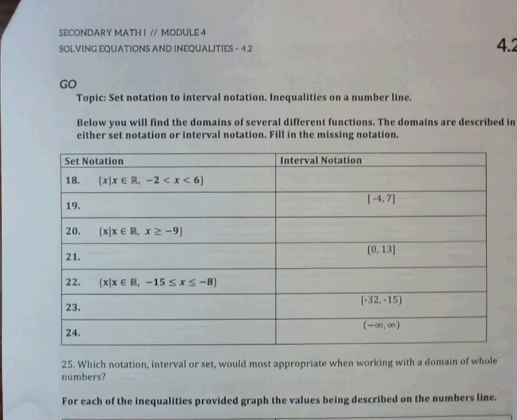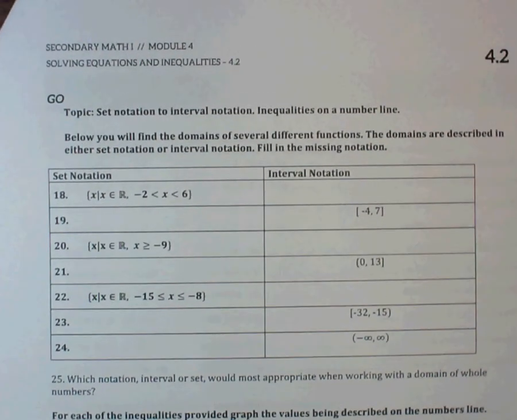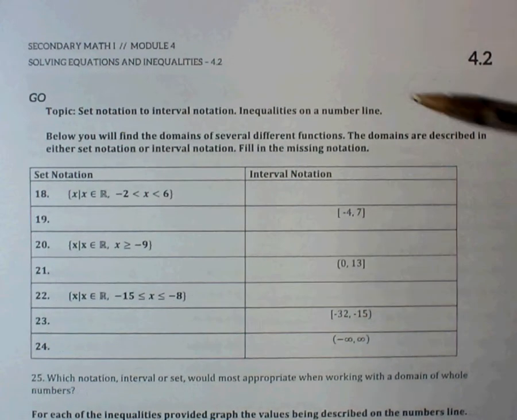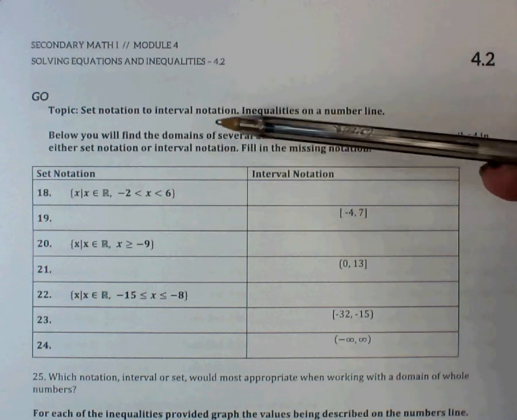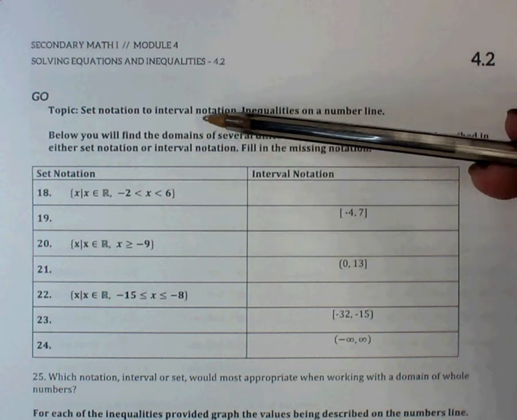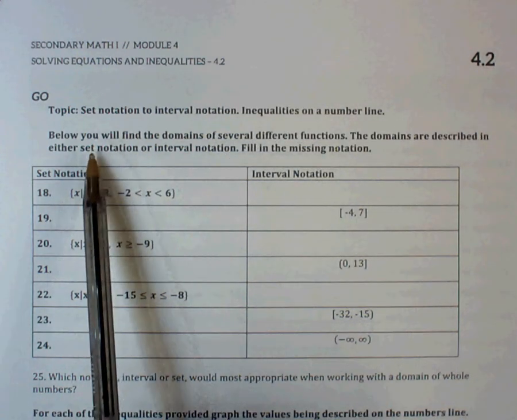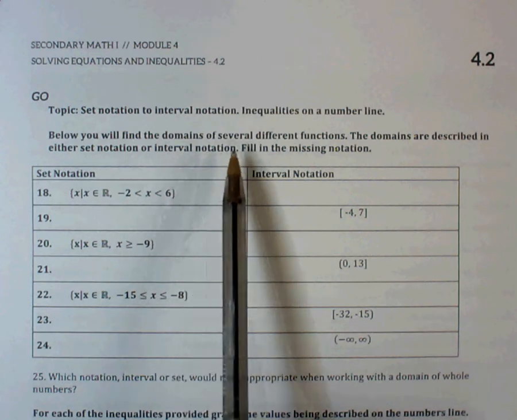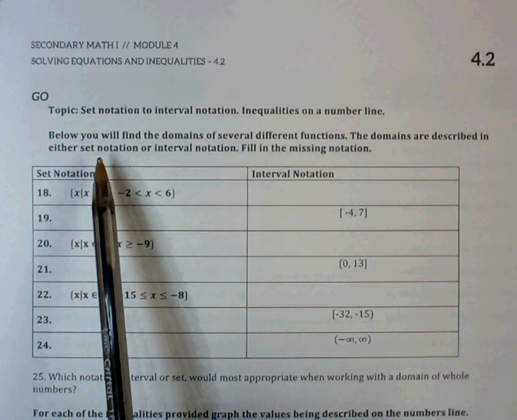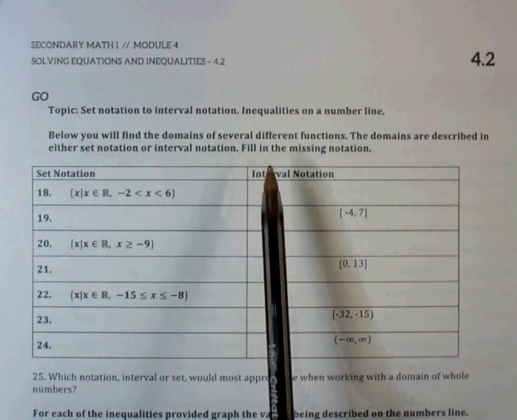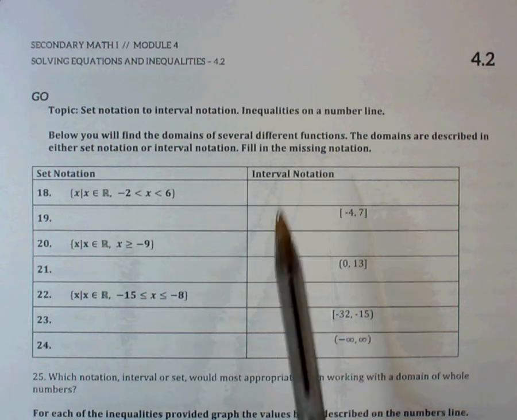This is the homework. This is the third video, video 3, for the homework 4.2. And here in the first part of the Go, we're talking about set notation. Below you will find the domains of several different functions. The domains are described in either set notation or interval notation. Fill in the missing notation.